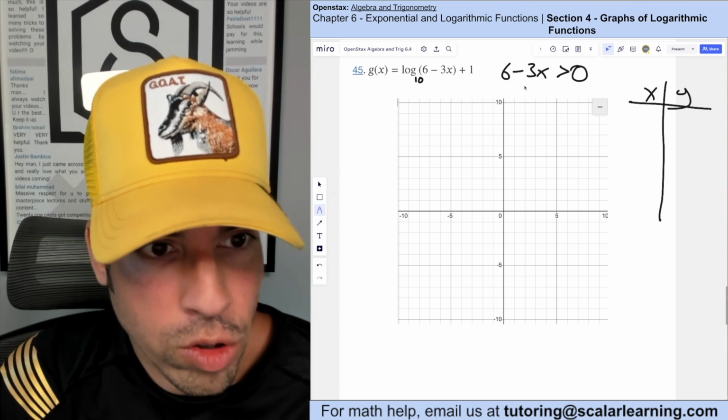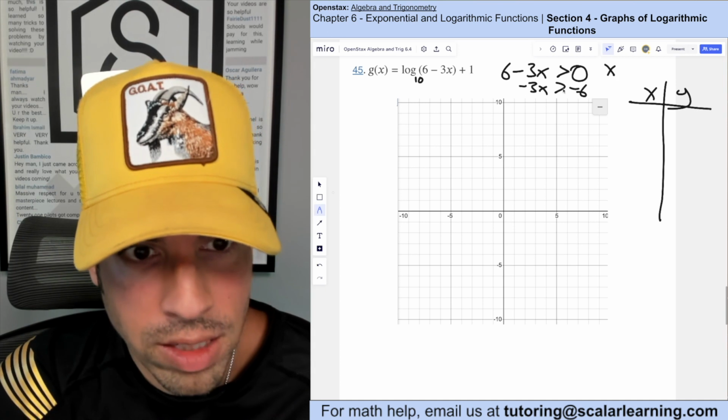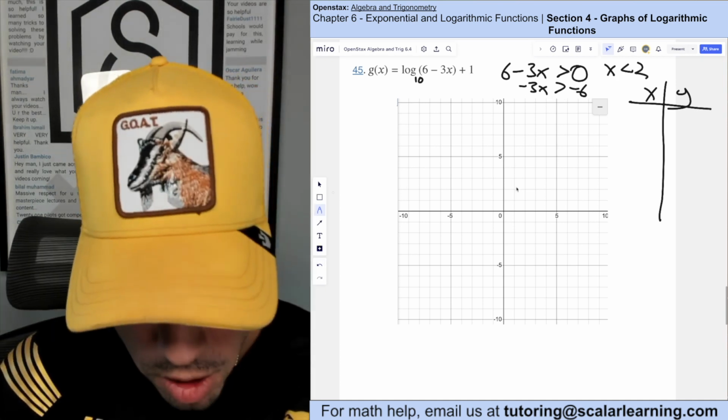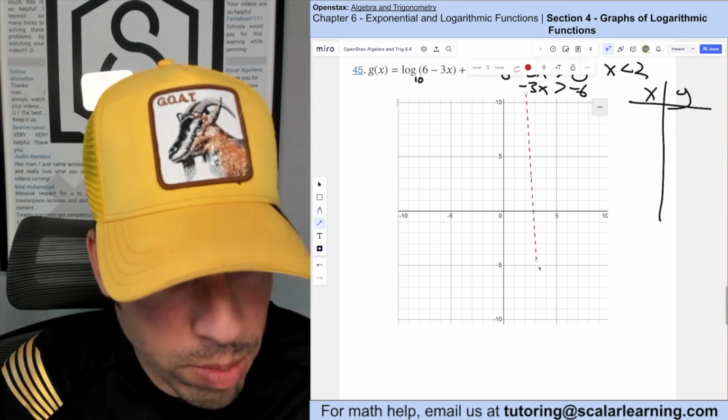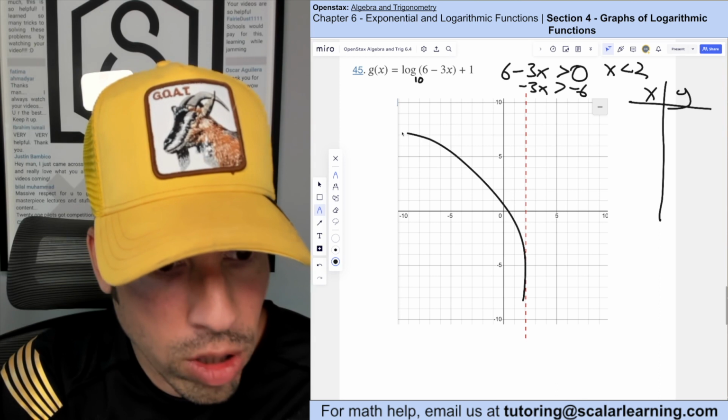So we can now solve for x. Negative 3x is greater than negative 6. Divide by negative 3. x is, and we flip that inequality when you divide by negative, x is less than 2. So that means my vertical asymptote is going to be at 2, and it's going to be everything to the left. And as I already mentioned, it should look something like this.